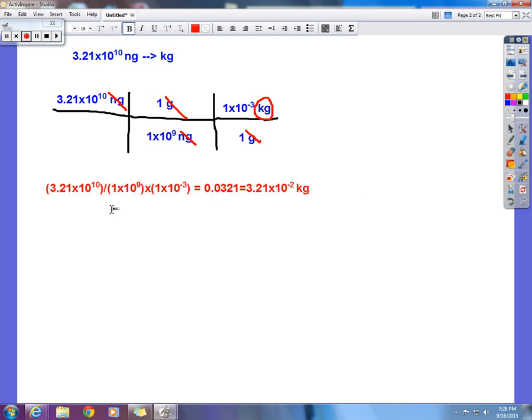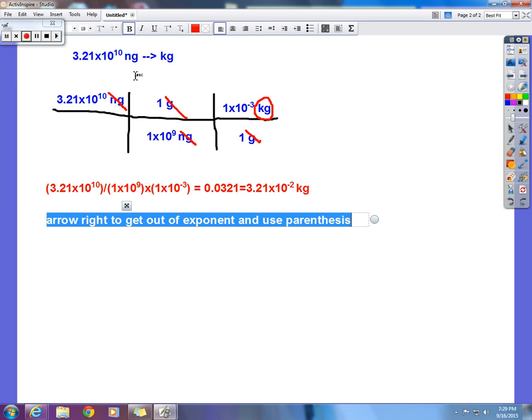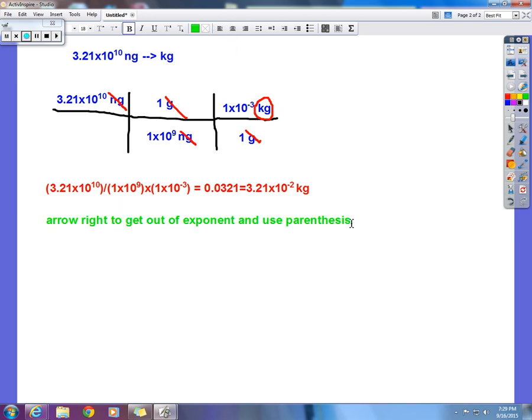So again, the key here is, I don't know what's happening, I'm sorry guys. So the key here is arrow right to get out of the exponent and use parentheses. Okay? Can't say that enough. Okay.